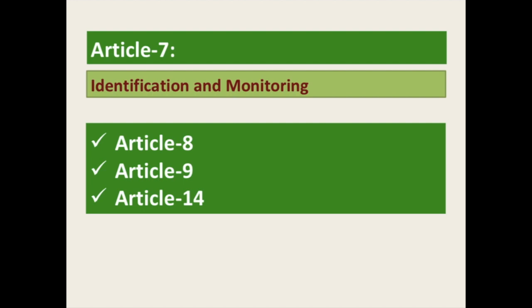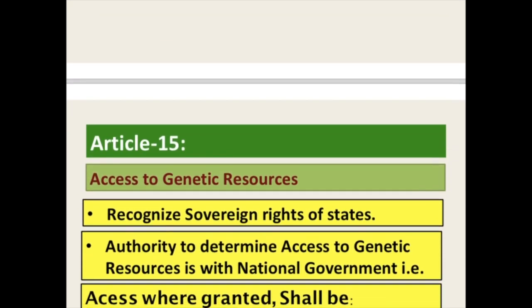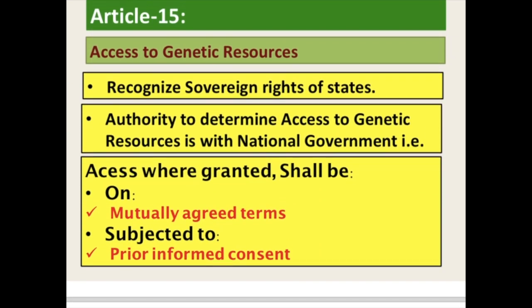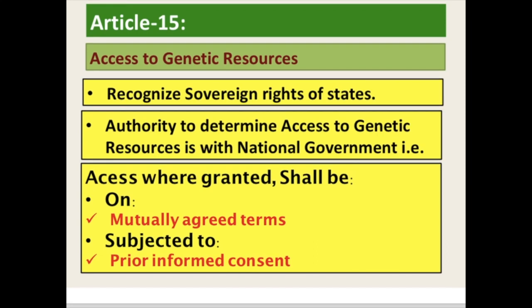Now moving to Article 14. So Article 14 is basically for impact assessment and minimizing adverse impacts. So how do we assess the impact? So environmental impact assessment is one such strategy. Now moving to Article 15, which is access to genetic resources. Article 15 recognizes sovereign rights of states over their natural resources.